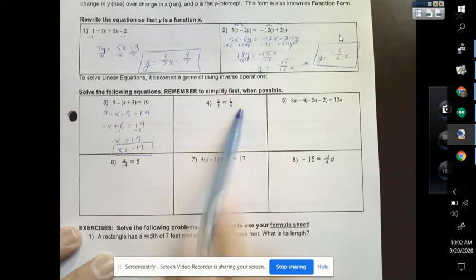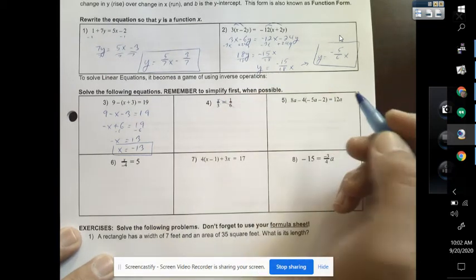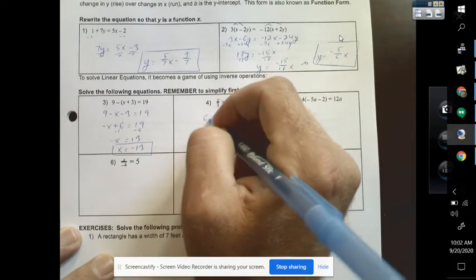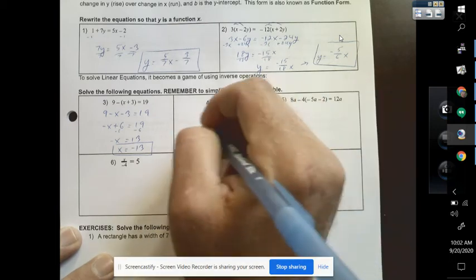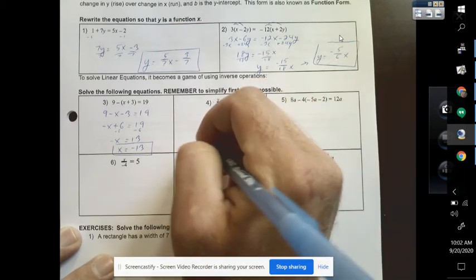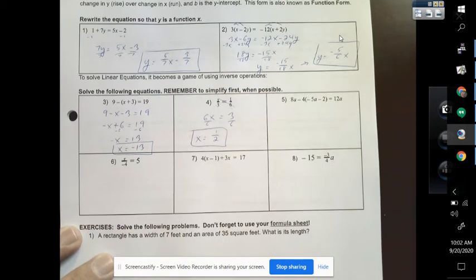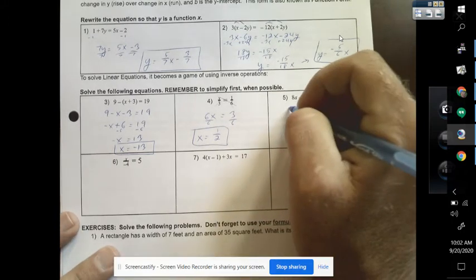When you have a fraction equaling a fraction, it's a proportion. You may cross multiply, all right, only when it's a fraction equaling a fraction. So x times 6 is 6x. 3 times 1 is 3. We can divide both sides by 6. X equals 3 over 6, or 1/2. Okay, good to go.